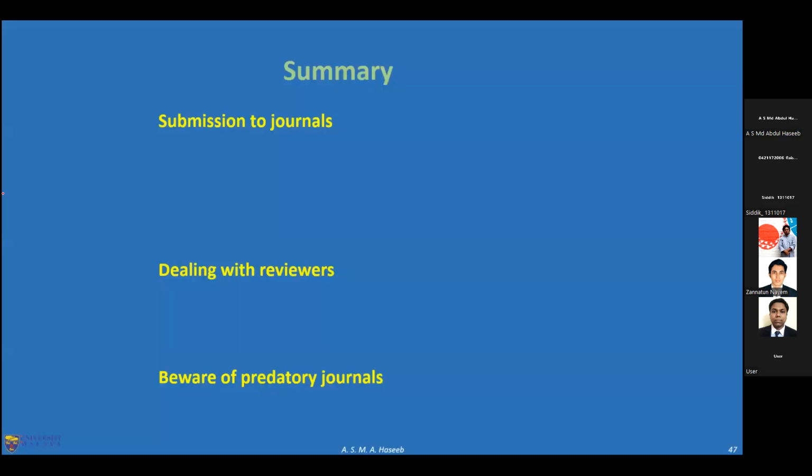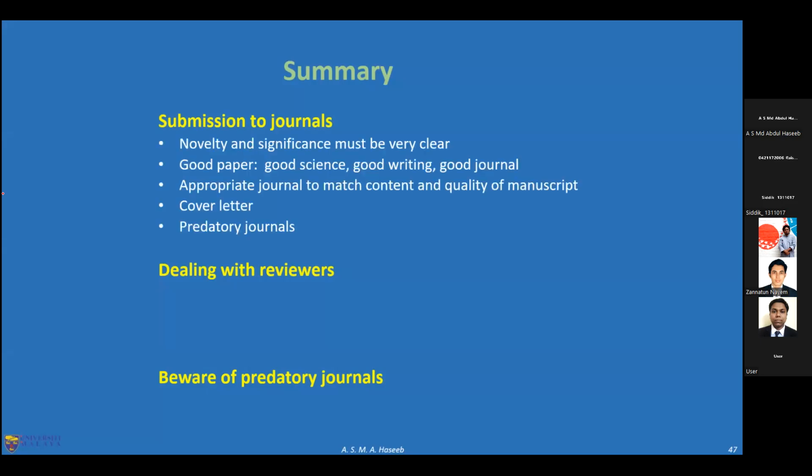So let me summarize. I think we are towards the end of today's lecture. As for submission to the journal, you must have novelty and significance written in a very clear way. You have to do it in the introduction. You may highlight the novelty and significance towards the end of your abstract. You have to do it in the cover letter. And a good paper means you have done good science, your writing is good, and you're published in good journals with high impact factor.